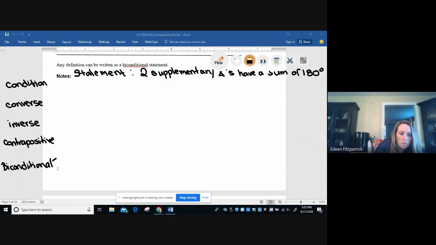All right, so first off, notice that the statement given is a definition, right? It is what the definition of supplementary angles is. Supplementary angles are two angles that have a sum of 180. All right, so if you want to write that as a conditional, you're just going to take the first part of the statement and make that your hypothesis. So the hypothesis is going to talk about two supplementary angles. And then you're going to take the second part of the statement and make that the conclusion, have a sum of 180.